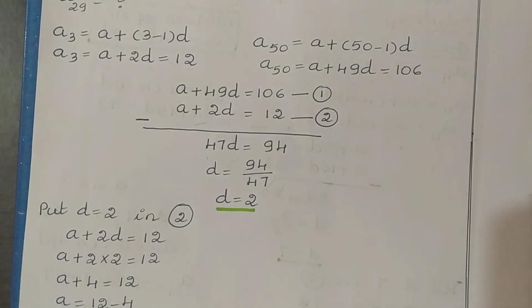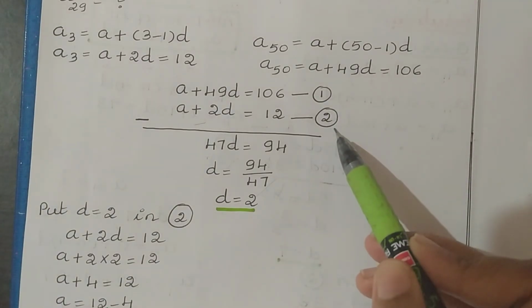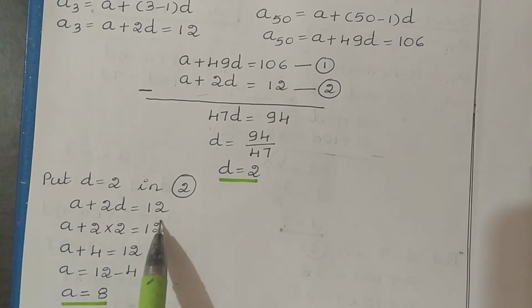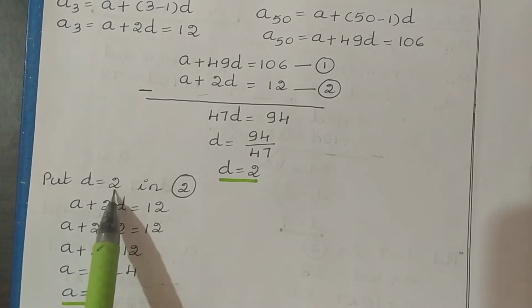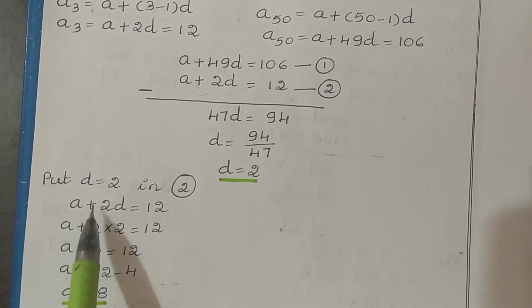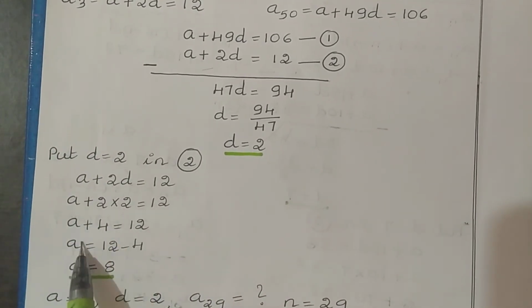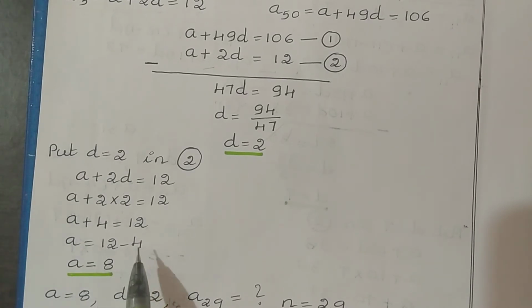Next you substitute this common difference value in any one of these two equations. I am taking here equation 2, a plus 2d is equal to 12. Put here d is equal to 2. So a plus 2 into 2 is equal to 12. A plus 4 is equal to 12. A is equal to 12 minus 4. So a is equal to 8.